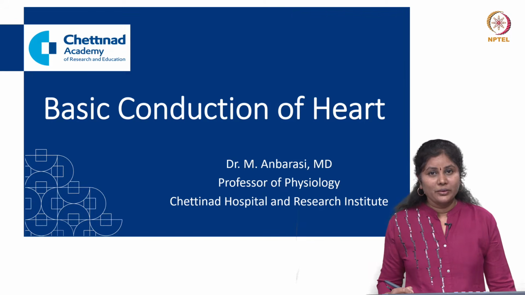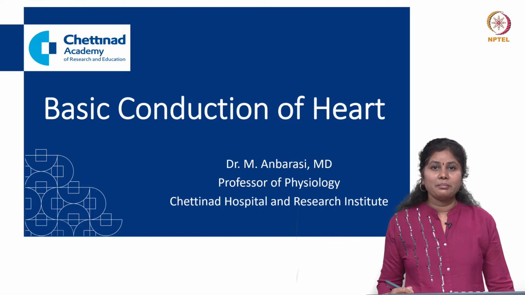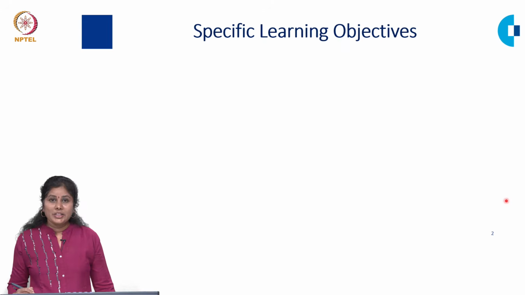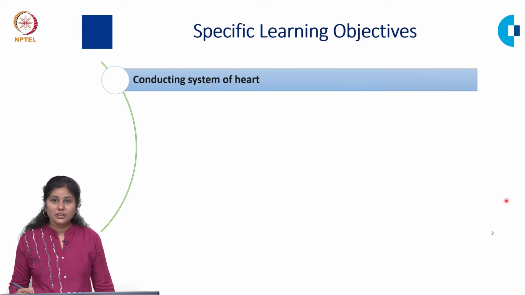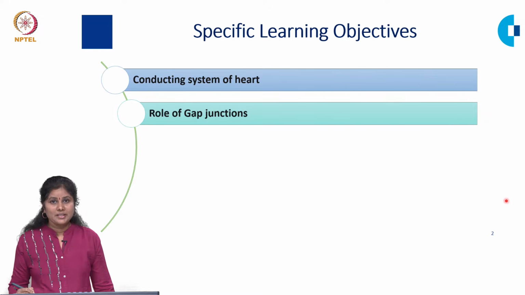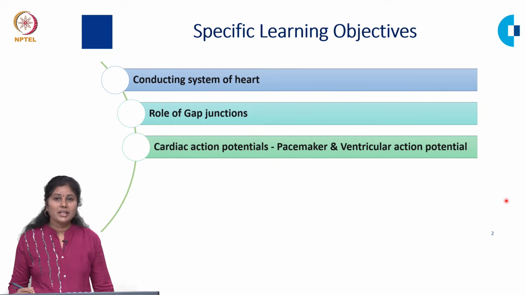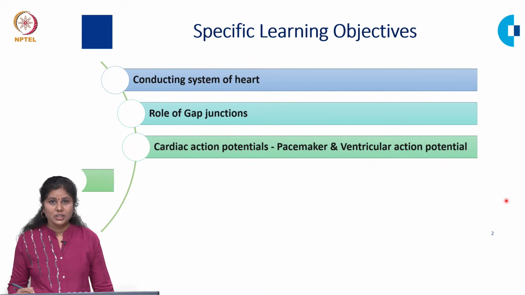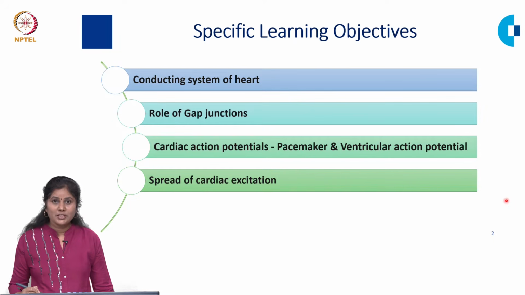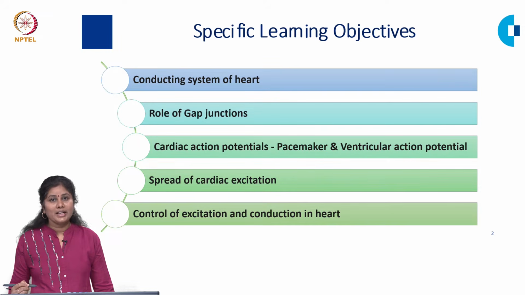In this very first video lecture, we are going to see about the basic conduction of the heart. This is very important in understanding the principles of electrocardiography. In this lecture, I am going to take you all through the functional anatomy of the conducting system of the heart, the role of gap junctions, the various cardiac potentials, namely the pacemaker potential and the ventricular action potential, how this wave of excitation is spread to the entire myocardium, and then and there we will be seeing about the control of excitation and conduction in the heart.